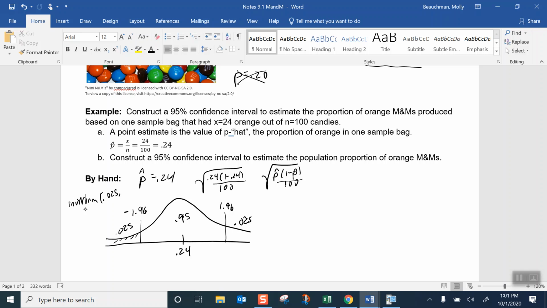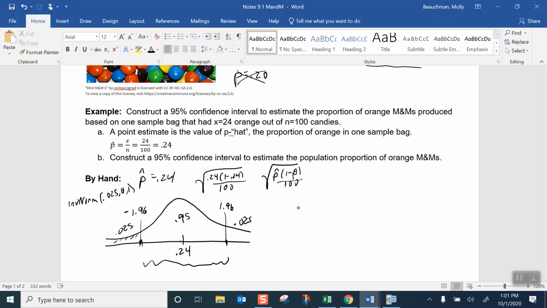Area 0.025, mean 0, standard deviation 1. Okay. So if we go 1.96 standard deviations to the left and to the right, that's going to give me an area of 0.95, and that's going to be my interval that is my guess of the population proportion of orange M&Ms.